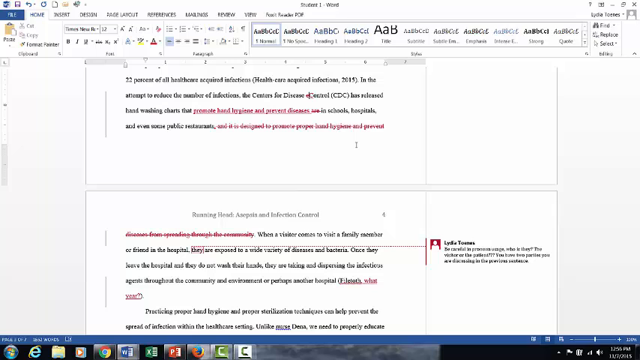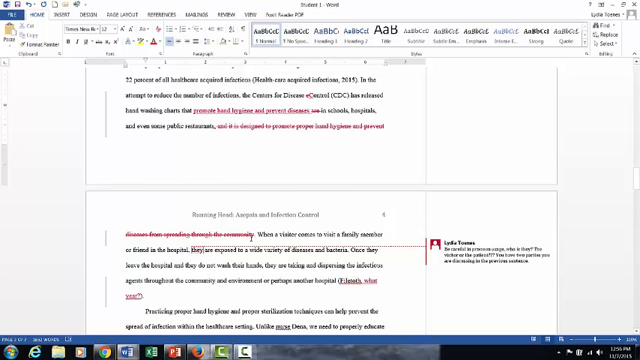And so what I did is I gave the student an example, and I took what they said here and made it short, sweet, simple. That will get you in trouble every time for having a run-on sentence. A lot of times if you just redesign your first sentence, you'll be good. So here's the new one. In the attempt to reduce the number of infections, the Center for Disease Control has released hand-washing charts that promote hand hygiene and prevent diseases in schools, hospitals, and even some public restaurants, period. And honestly, you didn't even need "through the community" to get your point across.